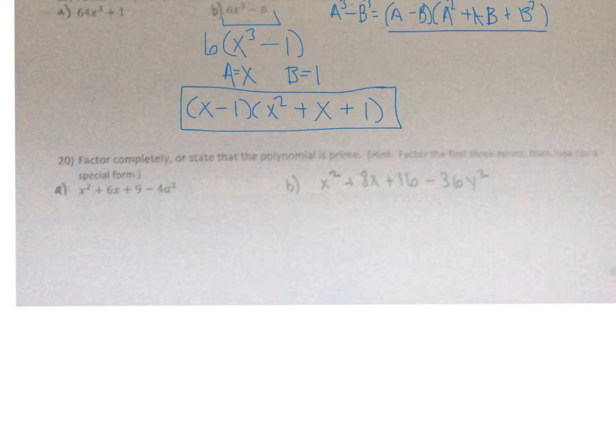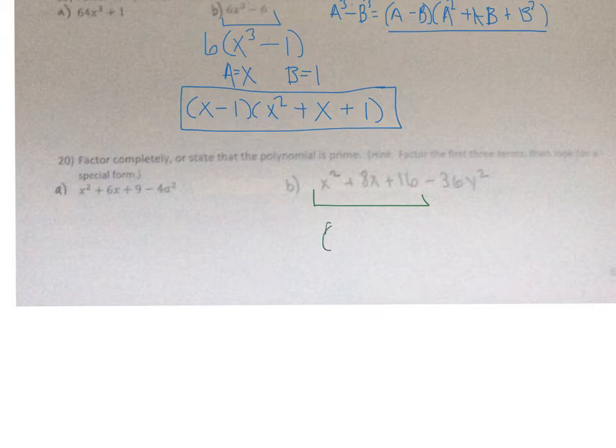Alright, this next one has 4 terms, so we're going to factor by grouping again. This is a different type of factoring by grouping, because if you take a look at the first 3 terms, they form a perfect square. We know it's a perfect square because the factors of 16 are 4 and 4, and that adds to 8.